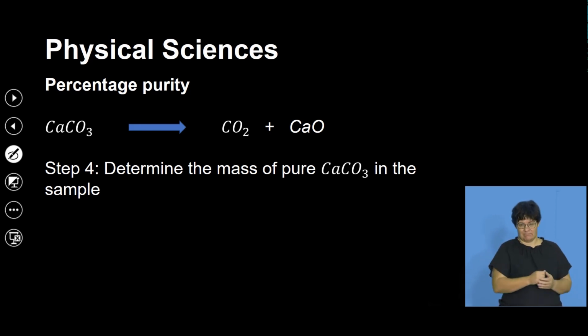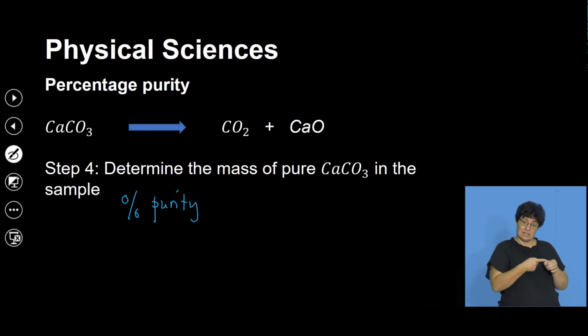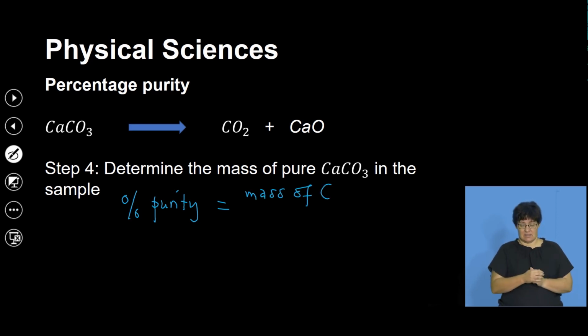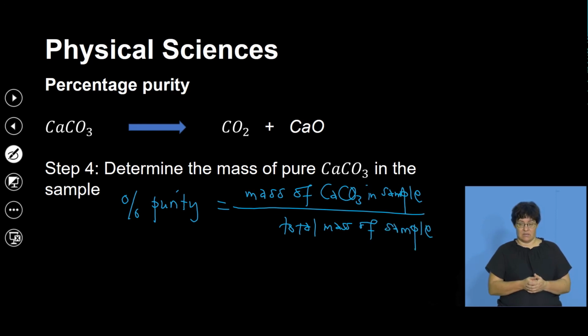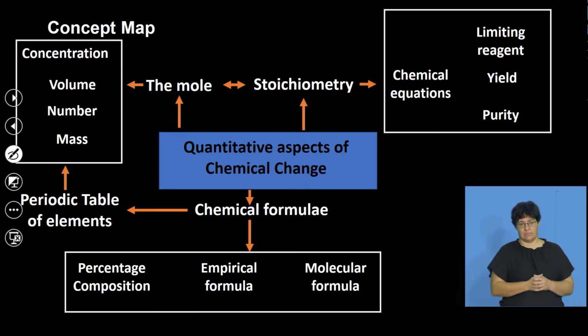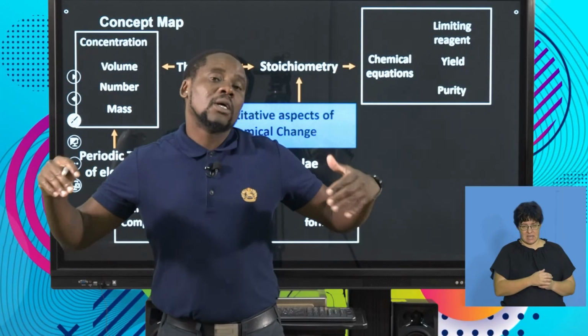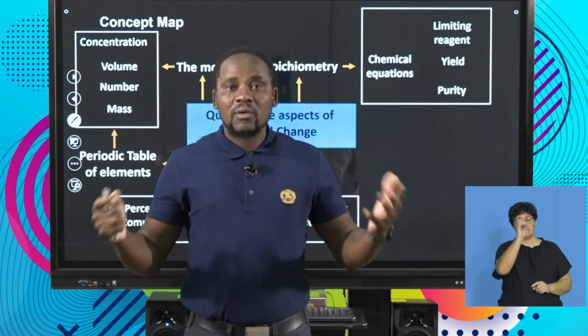So at the end of the day, the percentage purity of this sample of calcium carbonate is equal to the mass of calcium carbonate in the sample divided by the total mass of the sample. As a percentage, we multiply this by 100. It will give us the percentage purity. So that's the main idea in determining the percentage purity of a substance.